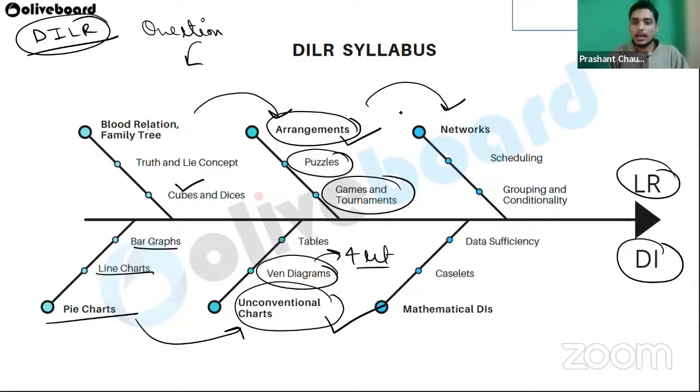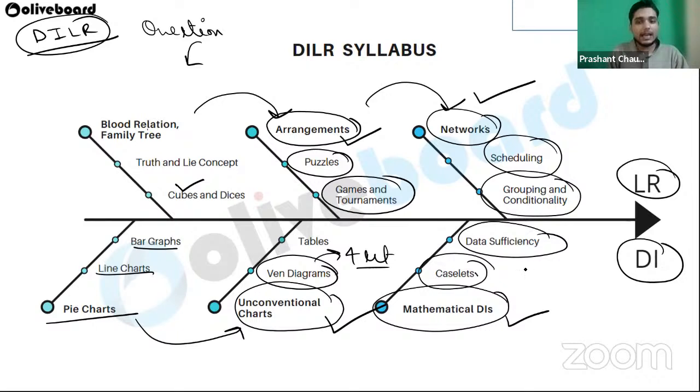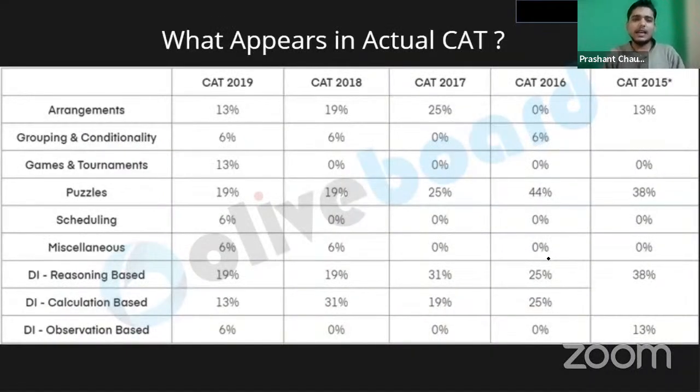Right now, we move to the next part, that is networks, scheduling, and grouping and conditioning. Now, maximum questions in the CAT will come from these topics. And in the DI, these are some of the topics where the actual questions come: mathematical DI and caselets. There are very few questions from data sufficiency, because we can't make a whole set from it. But data sufficiency is very important to build topics. Cubes and dice, sometimes questions come in CAT, but not every time. Cubes and dice is not one of the scoring sections in the CAT. That's why I have put it in the later part.